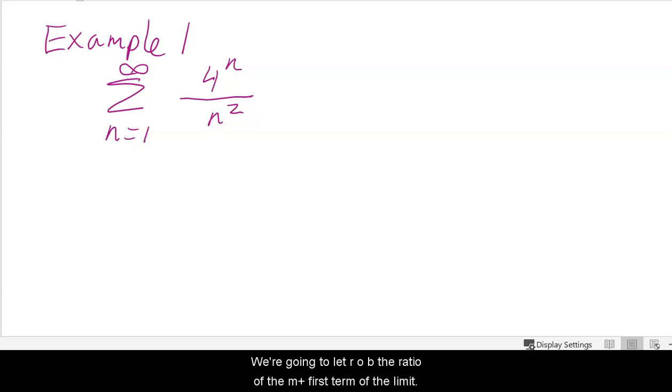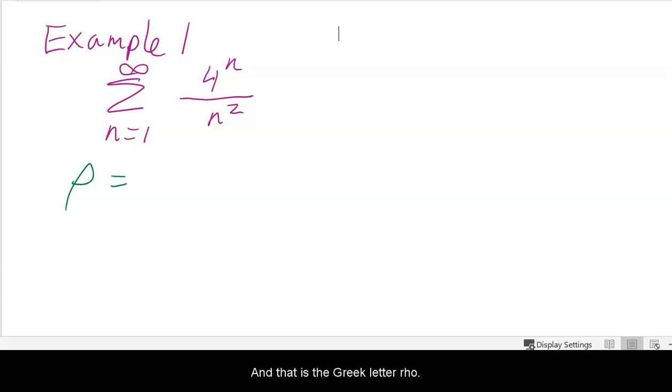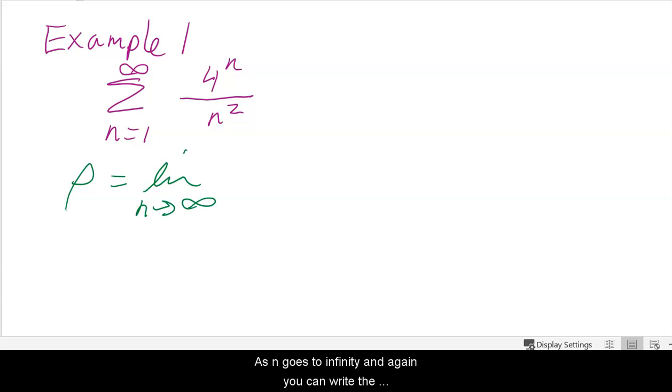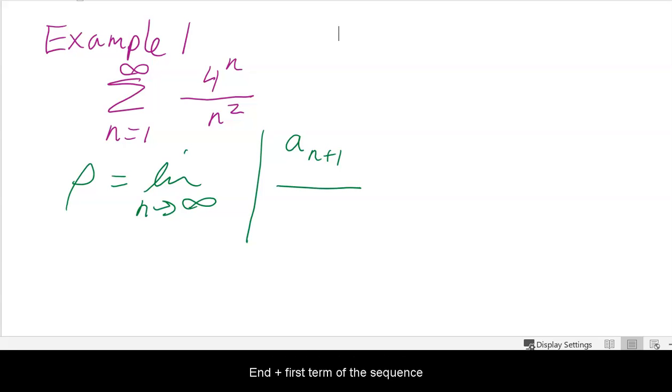We're going to let rho be the ratio of the n plus first term of the sequence divided by the nth term of the sequence, taking the limit as n goes to infinity. Let's write that down now. Rho will be equal to, and again, notice that you start at the bottom of what looks like the P and go around the ball at the top, and that is the Greek letter rho. This is going to be the limit as n goes to infinity. And again, you can write the absolute value, but they're not strictly necessary. This is the n plus first term of the sequence divided by the nth term of the sequence.